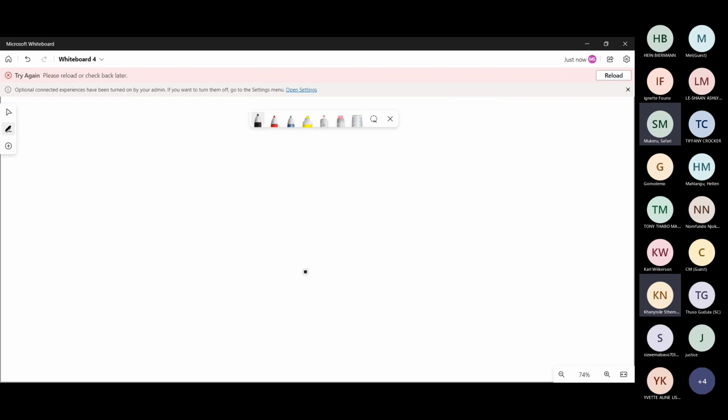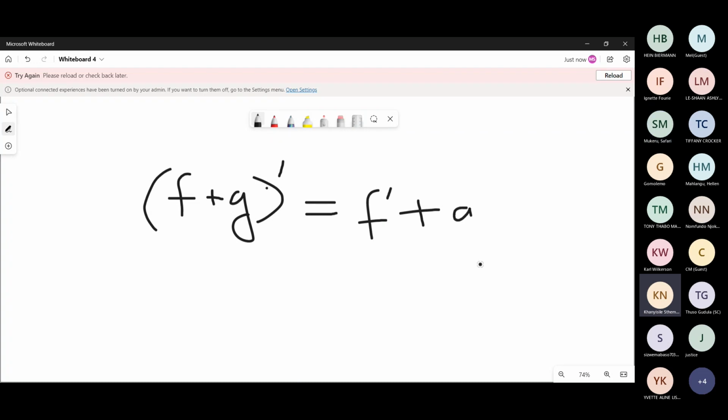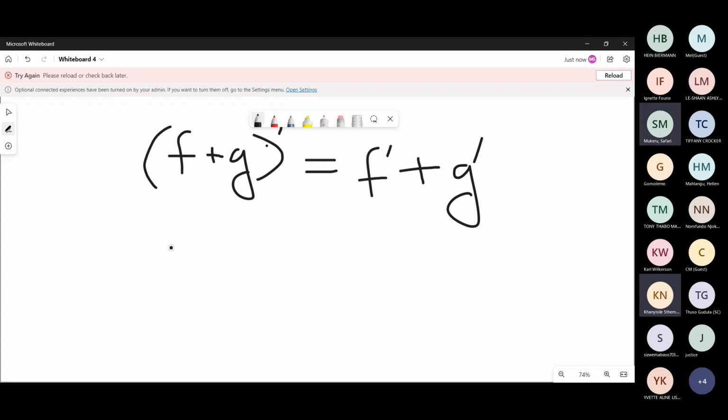I'm on page 61. If I have two functions, f and g, and I want to compute the derivative of the sum, this will simply be that easy. You simply take the derivative of f plus the derivative of g. For instance, I think we have 2x^3 plus 6x.